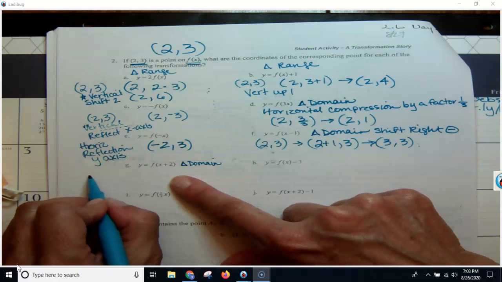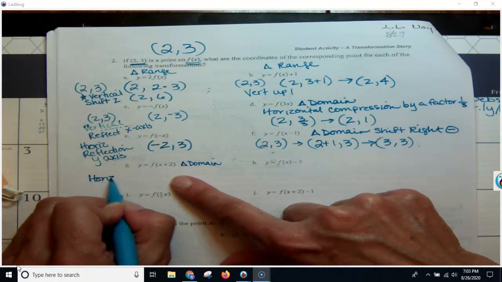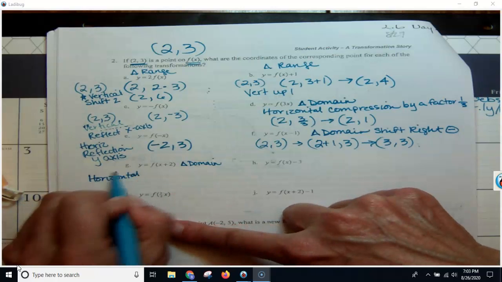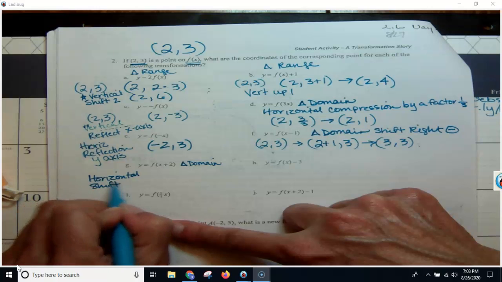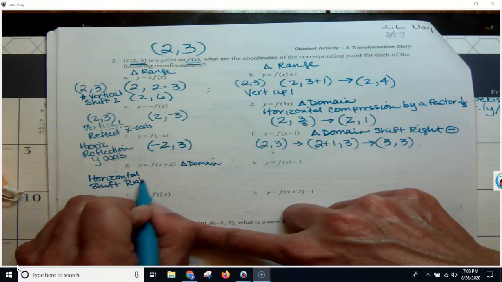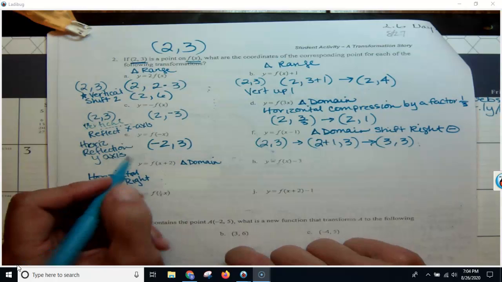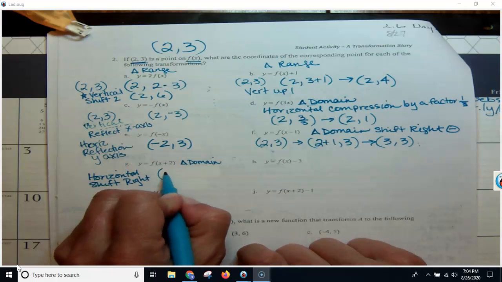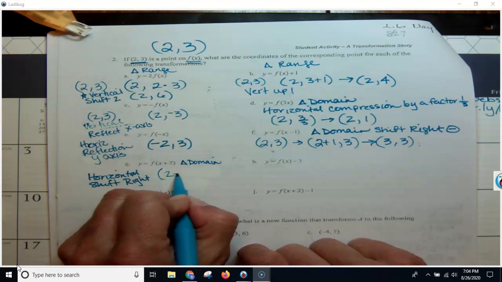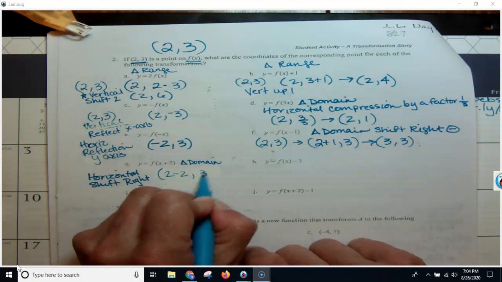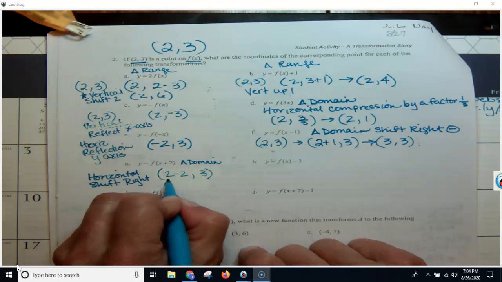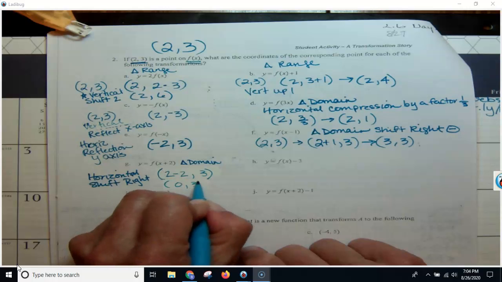You've got a horizontal shift right. We're going to take our original point of 2 and we're going to subtract 2, which is going to give us a new point of 2 minus 2, which is 0, 3.